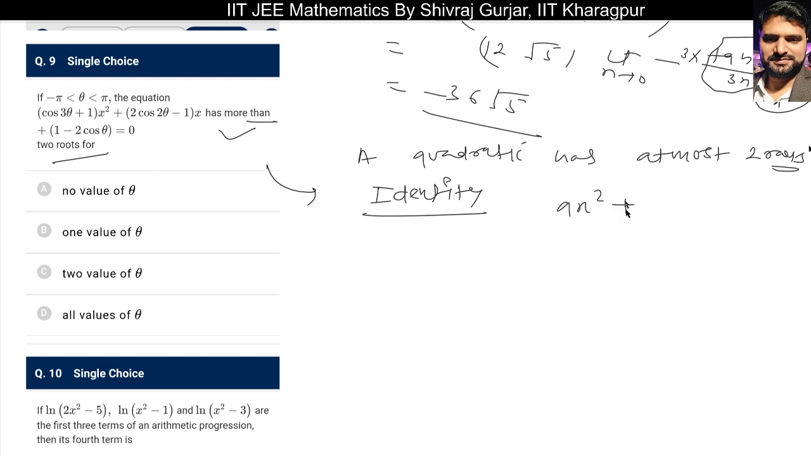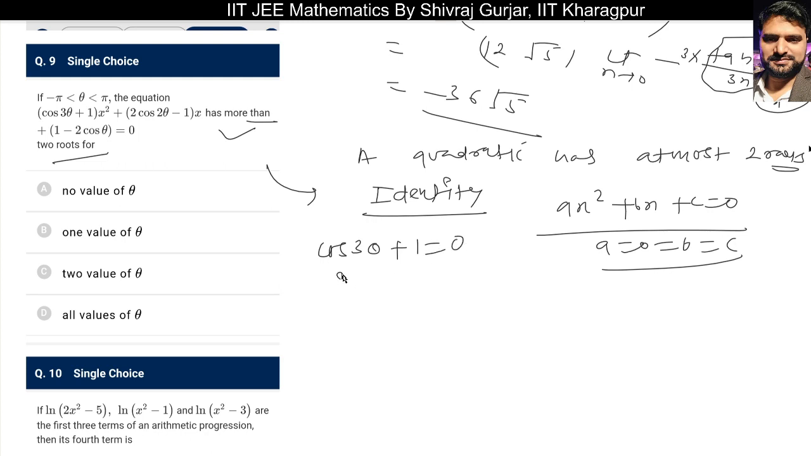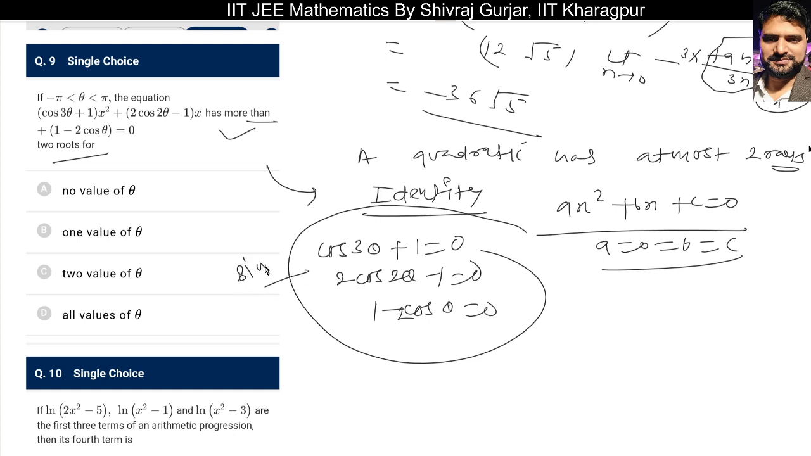So if this expression is an identity, then it satisfies every value of x. That is possible only when a, b and c all 3 are 0. So the coefficient of x square is 0, the coefficient of x is 0 and the constant term is also 0. These three must be satisfied simultaneously, only then will it be an identity. This and this, all 3 should be 0 at the same time. It's not like one of them becomes 0 and the other two are not 0, then it won't be an identity.